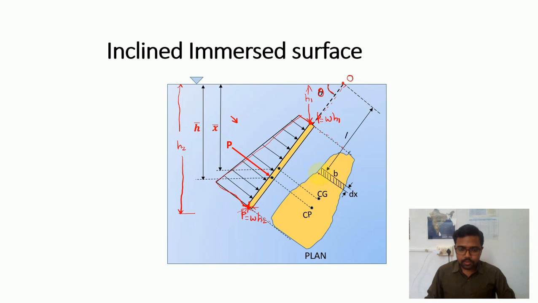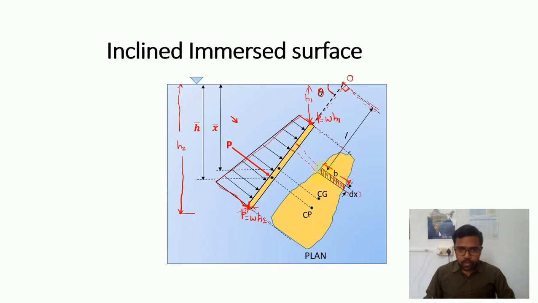Here we have to take a small strip. This strip has width B, and its thickness is dx. It is at a distance of small l from the liquid surface, measured along this plane. If you take this point and draw the perpendicular line, it is at a distance of L from this point to O.